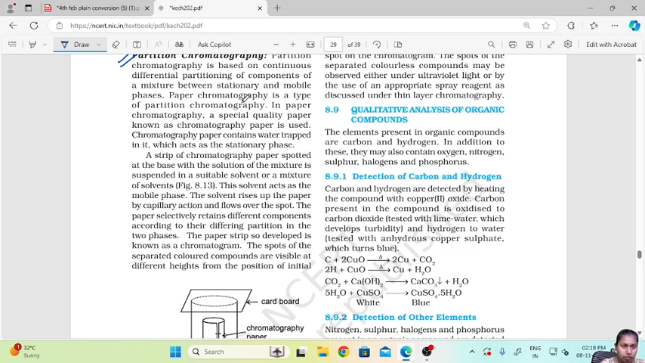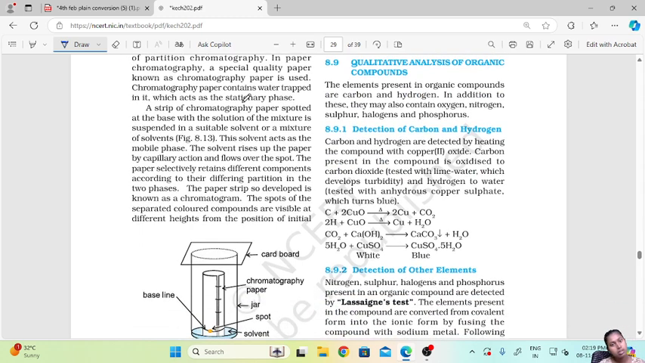In paper chromatography, a special quality paper known as chromatography paper is used. That chromatographic paper contains water trapped in it, which acts as a stationary phase. Just as for TLC we use silica gel or alumina gel, similarly in paper chromatography, water trapped in the paper acts as a stationary phase. Now a strip of chromatographic paper spotted at the base with the solution of the mixture is suspended in a suitable solvent or a mixture of solvents.